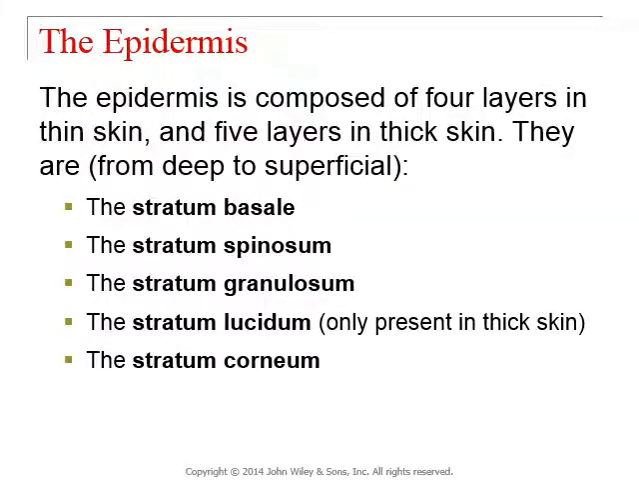In most areas, the epidermis has 4 layers of skin. In thick skin, which we find in the palm surface of the hand, as well as the plantar surface of the foot, there are 5 layers. So very simply, from deep to superficial, you have the stratum basale, the stratum spinosum, stratum granulosum, the stratum lucidum found only in thick skin, so again, only in the palmar surface of the hands as well as the plantar surface of the feet, and then finally the most superficial, the stratum corneum.